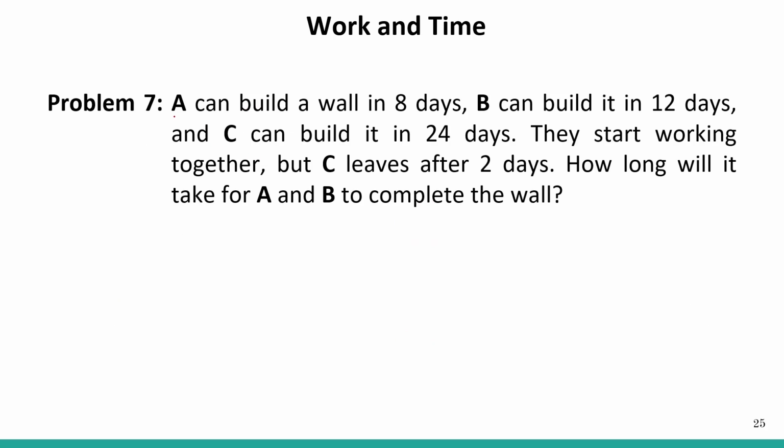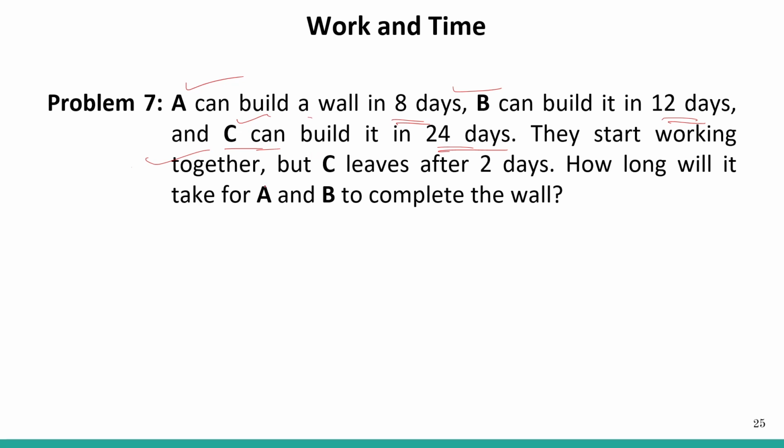Let's see problem number 7. A can build a wall in 8 days, B can build it in 12 days, and C can build it in 24 days. They start working together. So A, B, C, there are 3 people involved here. Till now we have seen work problems with 2 people involved, but in this case there are 3 people. They all have different work speeds or work rates.